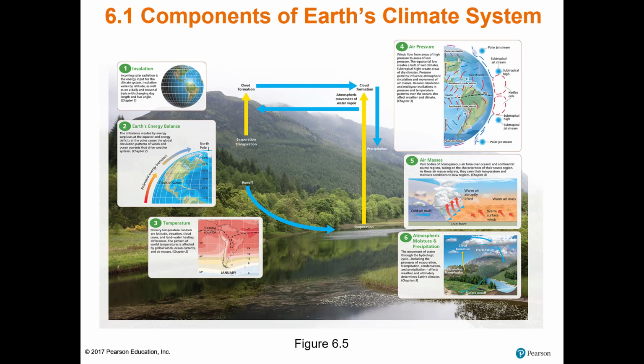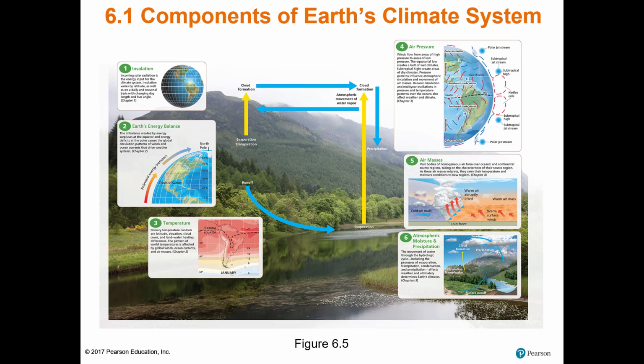If you look at number 3, the primary temperature controls on an area are latitude, elevation, the amount of cloud cover, and the land-water heating differences. So temperatures remain more stable and don't have as much variation or fluctuation near the coast, whereas inland areas that do not have strong coastal influences will have a wider range of temperatures. And this pattern of world temperatures is affected by global winds, ocean currents, and air masses.